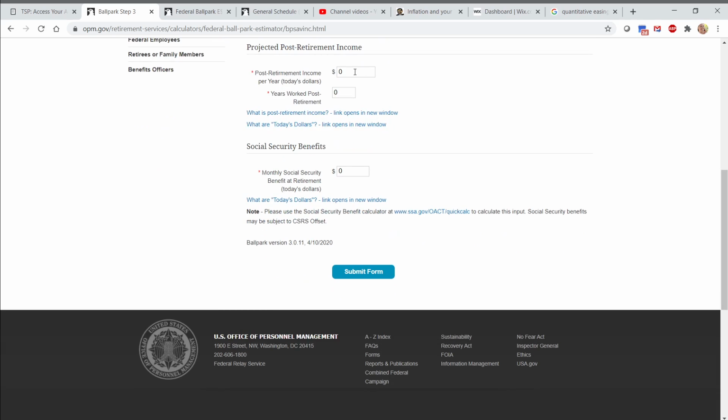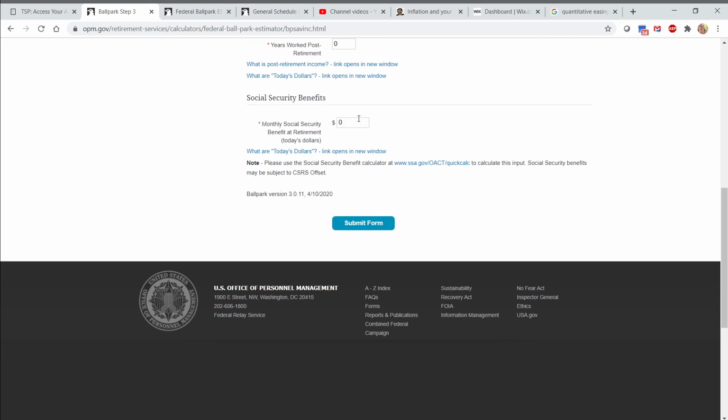Your post-retirement income, if you are going to be working after you retire and you know what your income's going to be, that's what you would put here. If you're not going to be working after retirement, then just leave it 0.